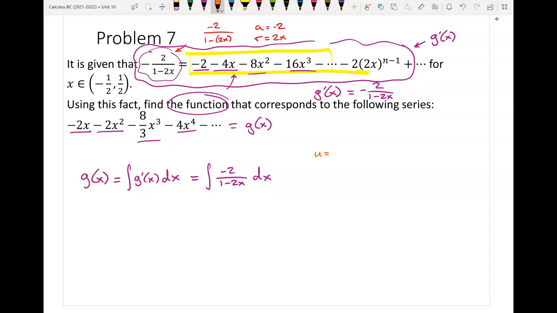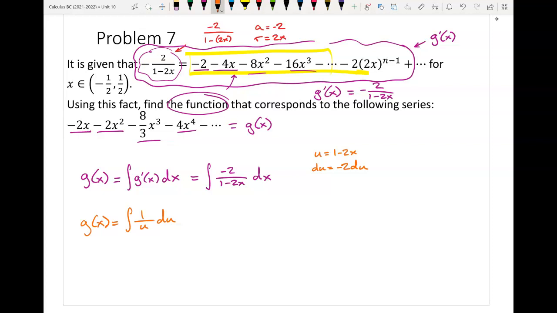So now this is just a normal integration that we're doing here. We can think about u substitution, u being 1 minus 2x, and du being negative 2 dx. So if we do that, g of x would then be equal to, well, let's go ahead and write the integral still. The integral would be 1 over u du. We simplify everything.